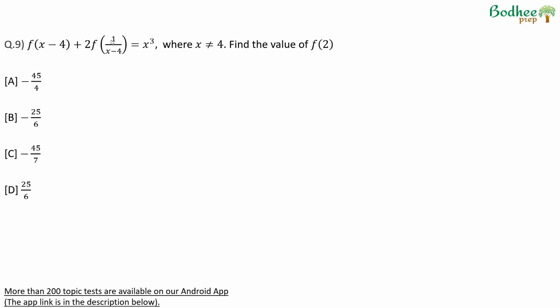f of x minus 4 plus twice of f of 1 by x minus 4 is x cube. We have to find the value of f(2). So what we do is first we try to get f(2) from here and then from here, and then form equations. So first of all, I am putting x as 6. When x is equal to 6, we will have f of 6 minus 4, which is 2, plus twice of f of 1 upon 6 minus 4, which is 1 by 2, equal to 6 cube, which is 216.